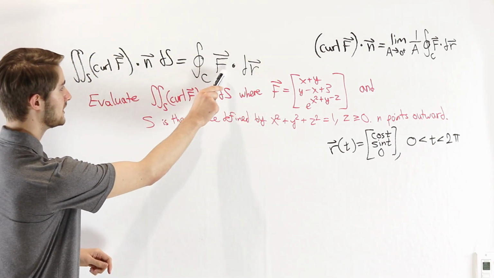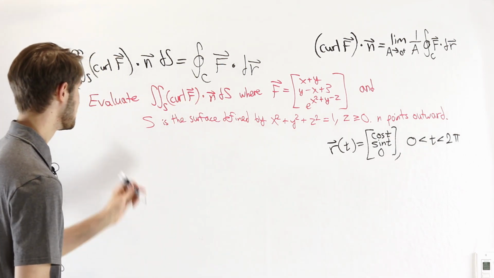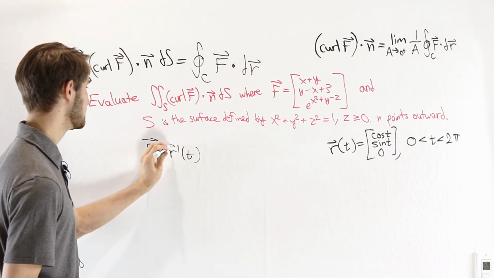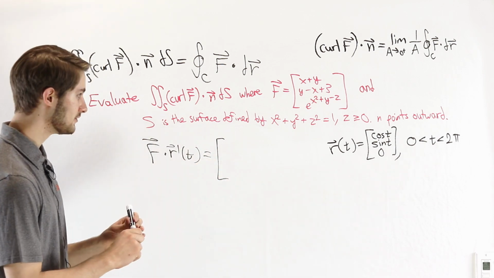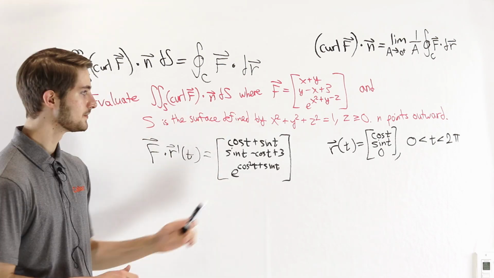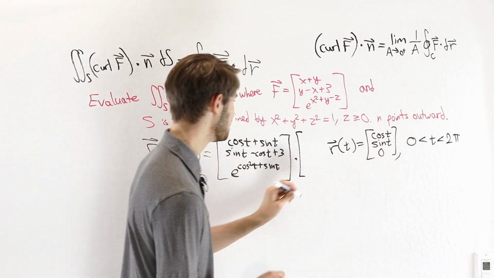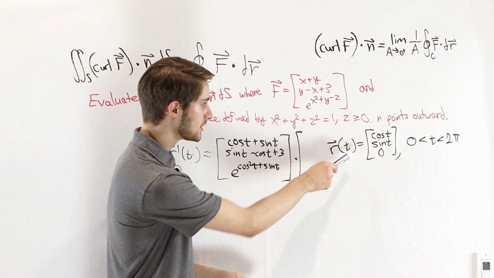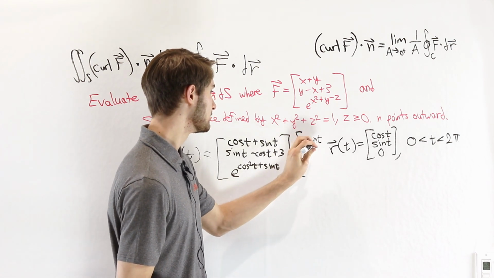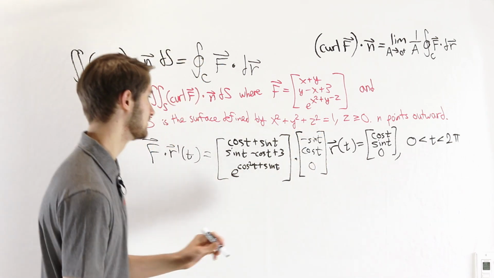Now we need to find f dot dr. We know that dr is just r'(t) times dt, so what we're really looking for is f dotted with r'(t). So let's plug in, first of all, these coordinates for r(t) into our function f. Now we want to dot that with the derivative of this vector with respect to t. Well, the derivative of each of these parts with respect to t: the derivative of cosine is negative sine t, the derivative of sine t is cosine t, and of course the derivative of 0 is still 0.